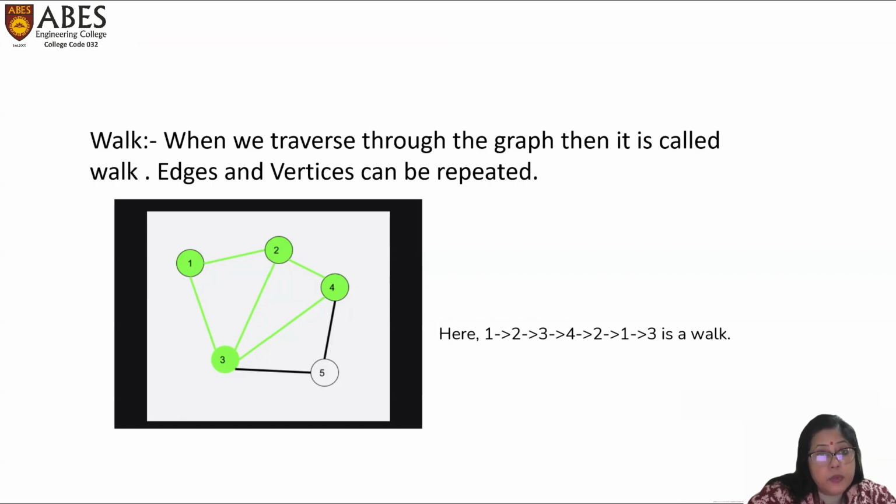So in this case, we see a simple walk in which the edges and vertices can be repeated. As here we see that first we go to 1, then to 2, then from 2 we go to 3, then from 3 we go to 4, then from 4 we again go to 2, and from 2 to 1, and then again to 3. So this is a simple walk in which edges and vertices both are repeated.